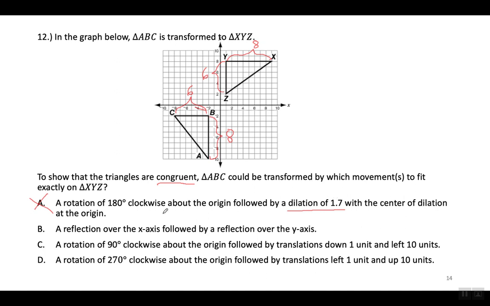Alright, so letter B. A reflection over the x-axis followed by a reflection over the y-axis. Alright, that's an easy one to disprove. If I reflect it over the x-axis, I'm going to get this, more or less. And if I reflect it over the y-axis, I'm going to get this. And that does not match up.